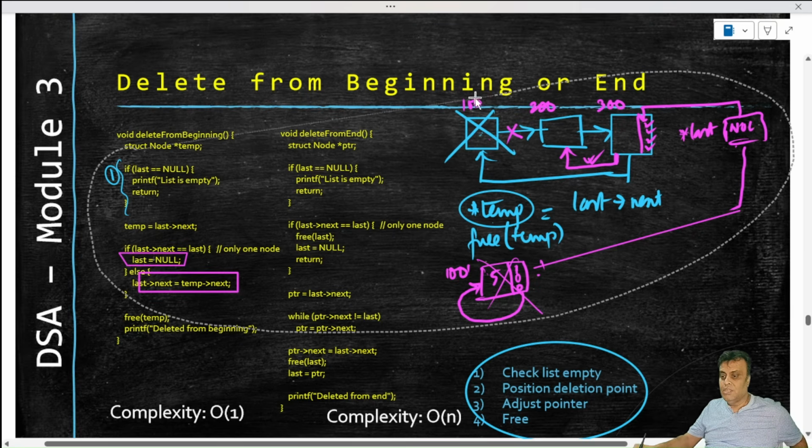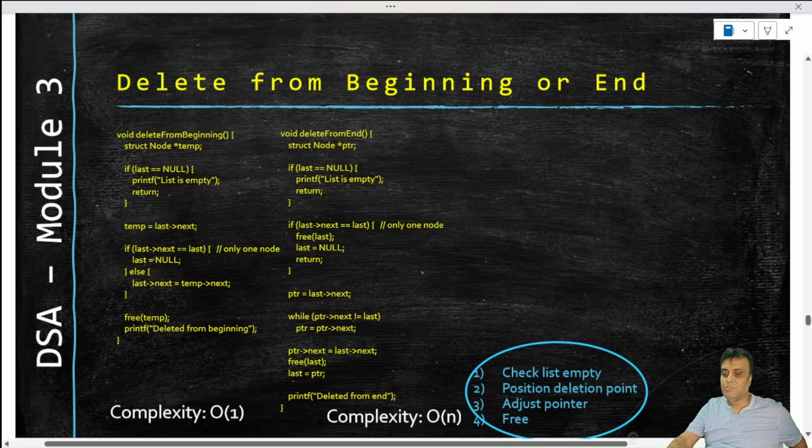Now let's go to the next, and of course complexity, because we are deleting from the beginning, complexity will be order of 1. Next, go to the delete from the end. We'll check if the list is empty. Then if it is only one node, then what will we do? Delete from the end, only one node is there.